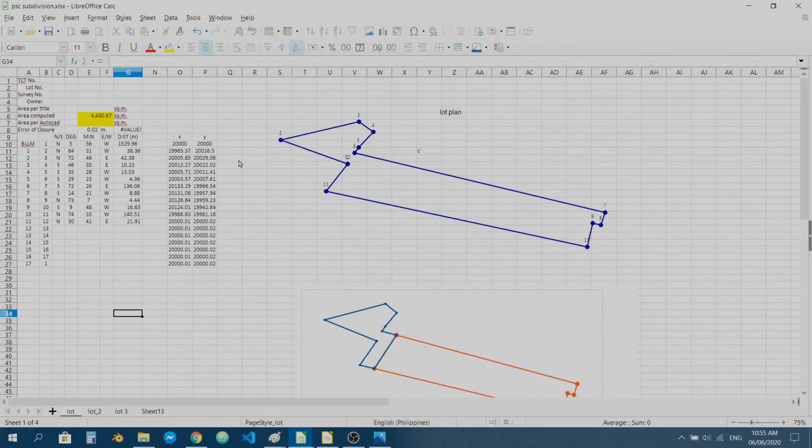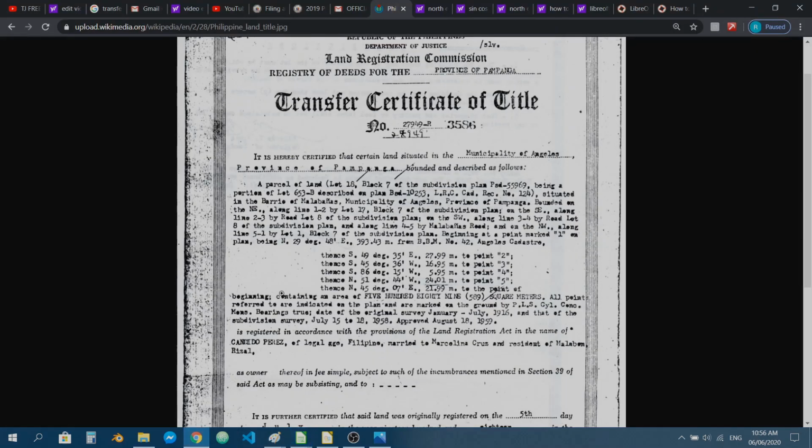So sa video po na ito, gagawa po tayo ng Excel file that can plot and compute for the lot area of a given title. So ito po, what is a title? Ito po ang example niya. I got this from the Wikipedia and we will use this all throughout our video para po may consistency.